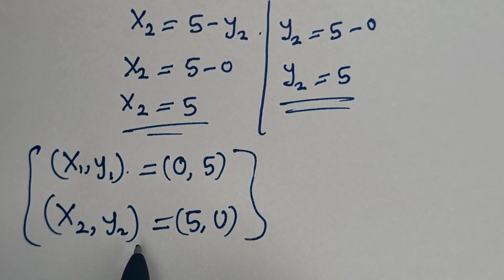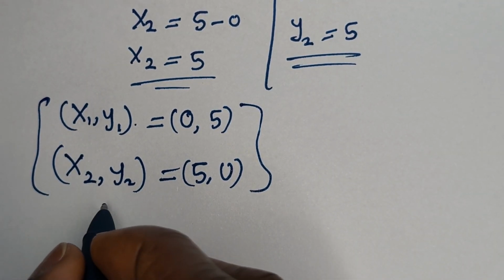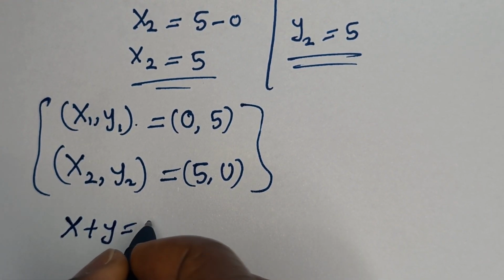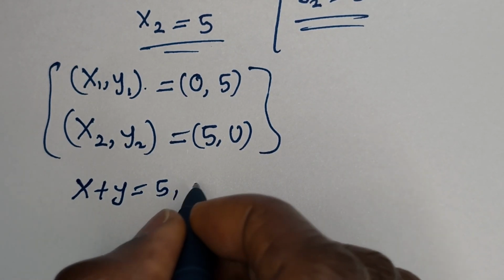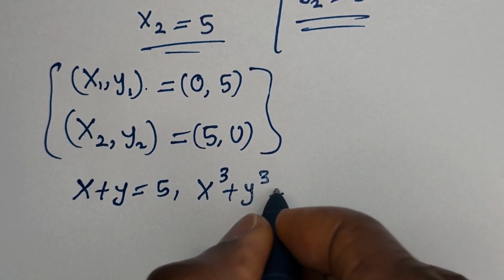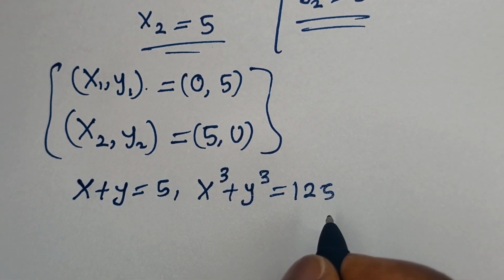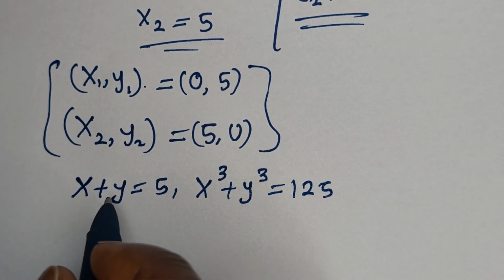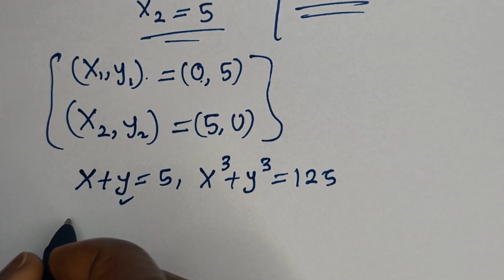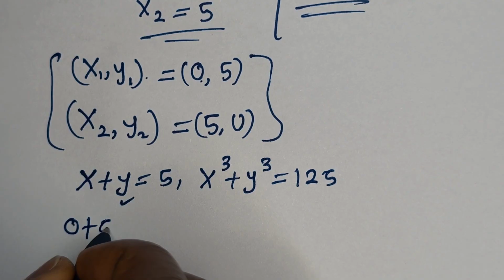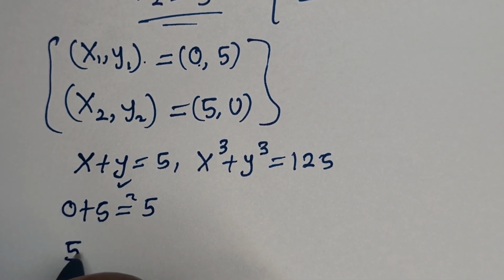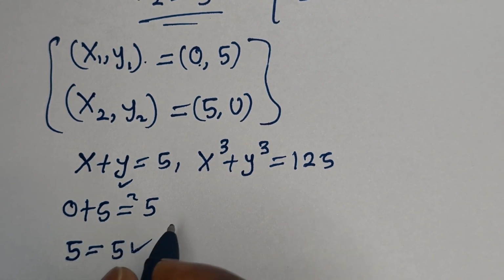We may check to confirm if this answer is right or wrong. Let's check. To check, x plus y is equal to 5, then we have x raised to power 3 plus y raised to power 3 is equal to 125. Now here, let's consider this. When x is 0 and y is 5, we have 0 plus 5. This must be equal to 5. 0 plus 5, this is 5, is equal to 5, which is true.